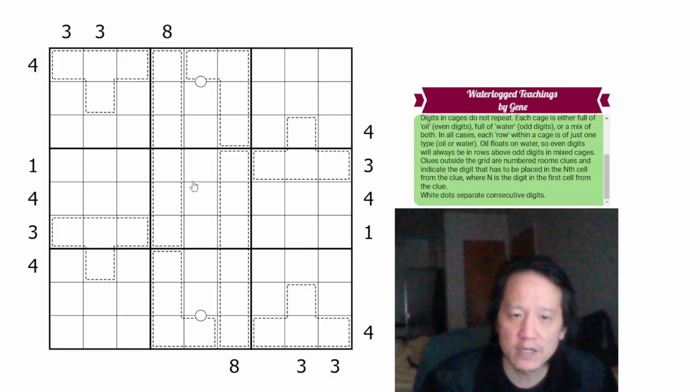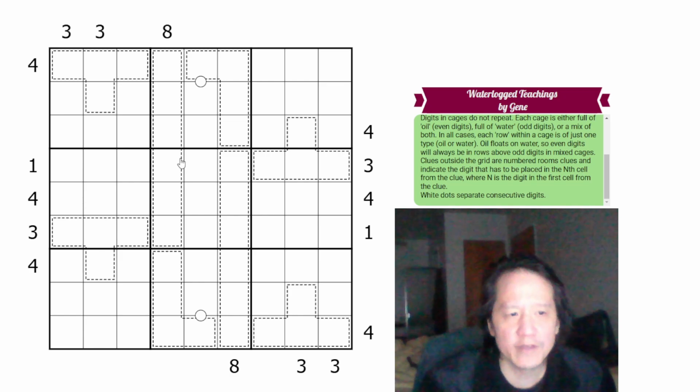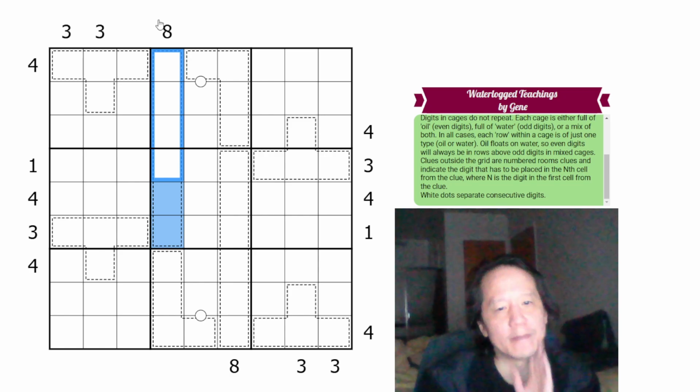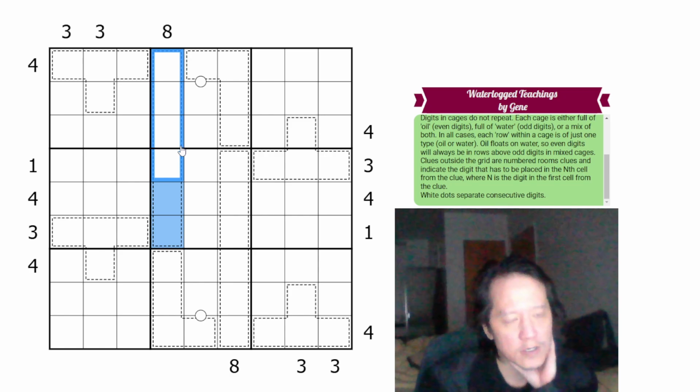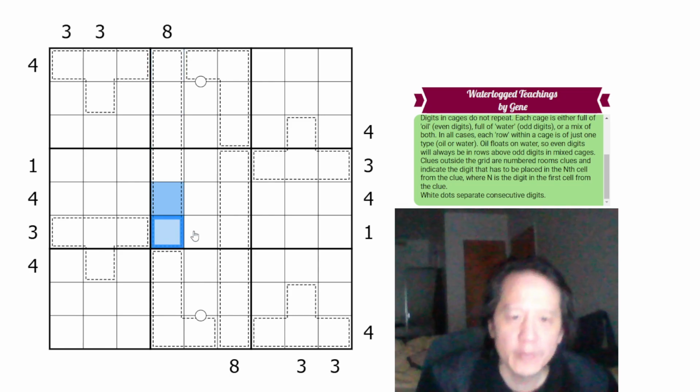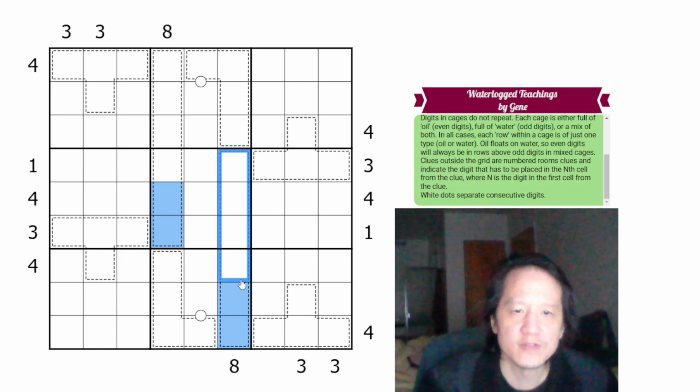Let's go. Okay, so one thing first. This we know has to be, actually these two we know have to be water, and therefore odd, because we know you can have at most 4 even cells. And we're going to make the oil green, right? So there's at most 4 even cells there. Similarly, these two have to be odd because there's at most 4 even cells.